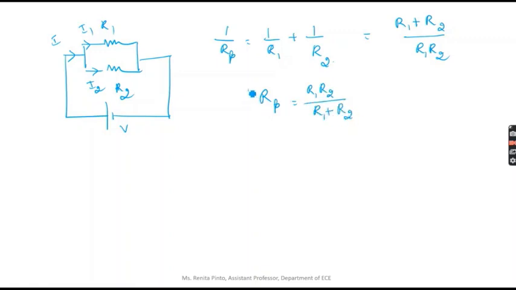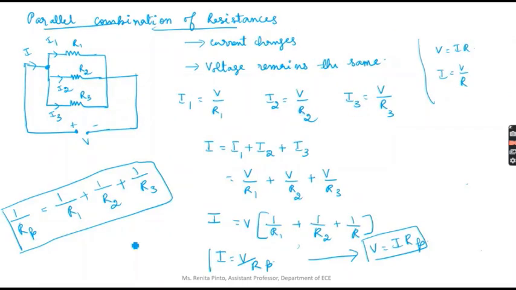So suppose you have two resistances in parallel, you can directly apply this formula and solve for the parallel resistance, or else you will have to go with the other one.